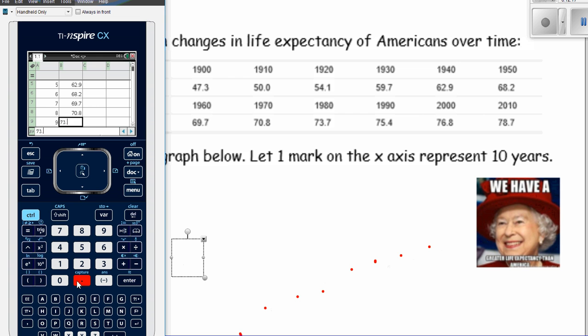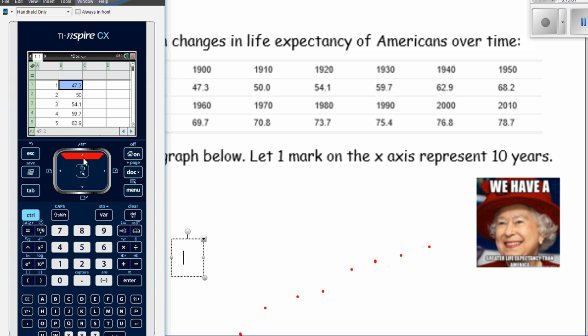73.7, 75.4, 76.8, 78.7, 78.7, 76. Did I miss something there? Let's see. I think I missed it. 76.8. So see, it's really worth going over it again like this, isn't it? Because you can by accident not type in a number. There you go. 78.7, 76.8, 75.4, 73.7, 70.8, 69.7, 68.2. That's right. 62.9, 59.7, 54.1, 50, 47.3, yeah, cool.